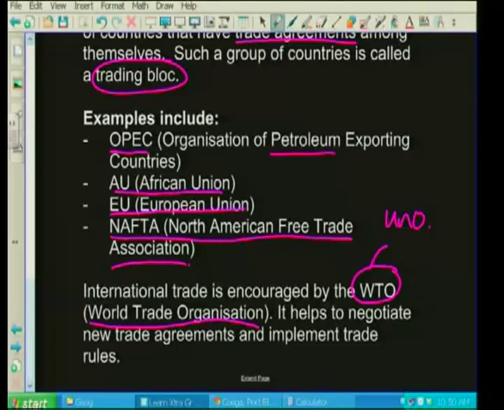It helps to negotiate new trade agreements and to implement these trade rules or conventions that control what you're allowed to charge for petrol, what you're allowed to charge for all sorts of goods, basically to make sure that it's fair and free throughout the world.